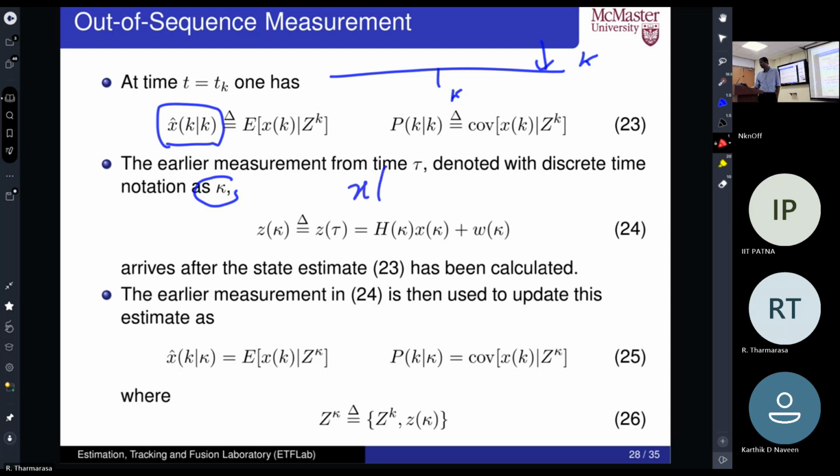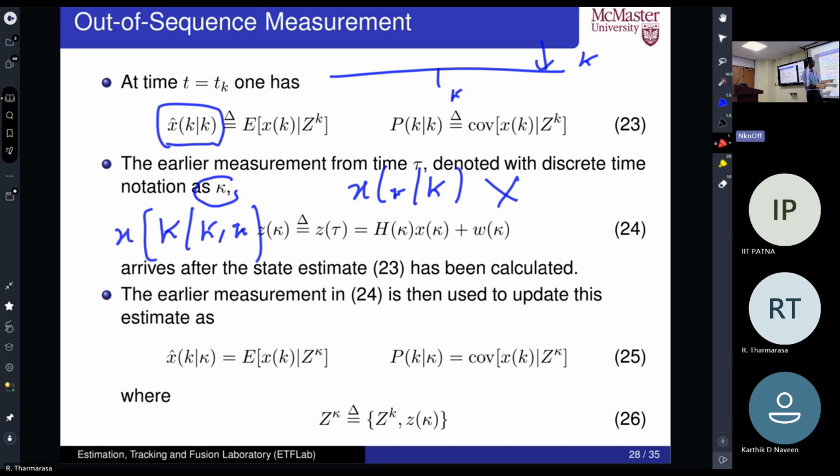you don't want this. You want x at kappa given the measurements up to k, comma kappa. Okay. So what does this notation mean? This means you want to update this state. We don't care about that. So this is like a smoothing thing going back in time. We don't want this. Okay. What I want is, I want to improve my current estimate. I want to improve my current estimate using all these measurements plus this out-of-sequence measurement.